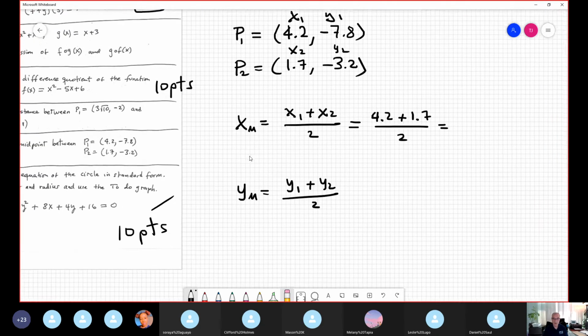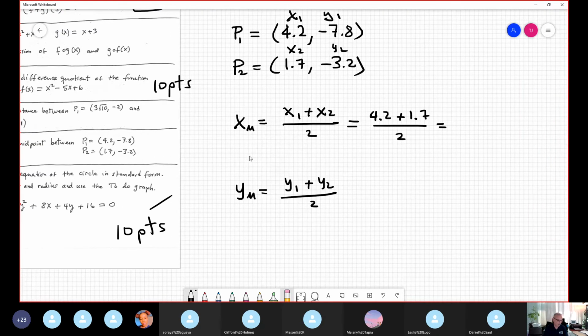You apply the order of operations. You put it in the calculator, or by hand, whatever you want: 4.2 plus 1.7 is 5.9. And 5.9 divided by 2, I put in my calculator, press enter, is 2.95. This is the x component of the midpoint.